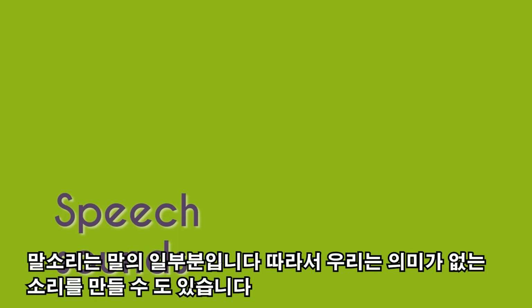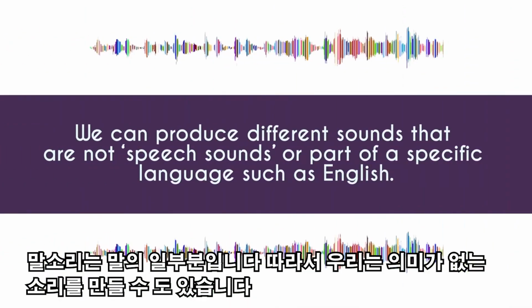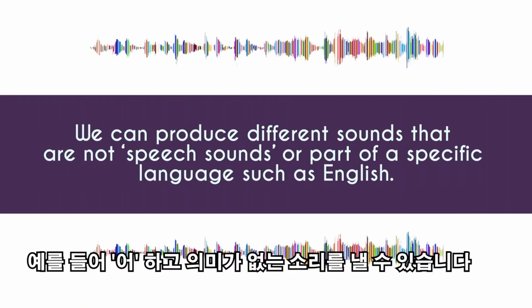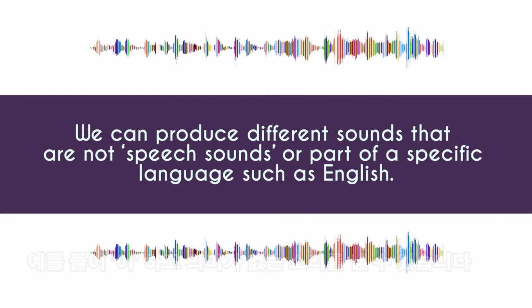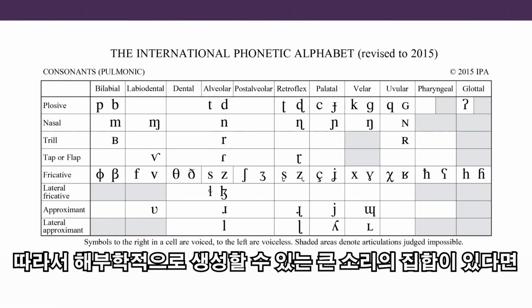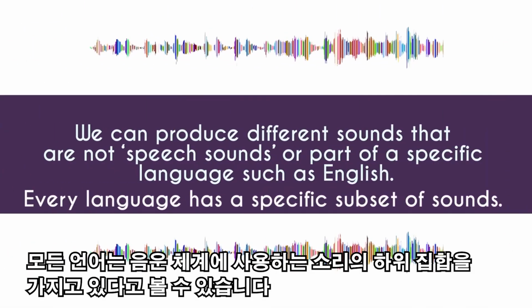because they are sounds that are part of speech. We can make sounds which are not part of speech. For example, I can make a click, which in English is not part of the speech sounds. There are languages in which those sounds are part of the speech sounds. So if there is a big set of sounds that we are anatomically capable of producing, every language seems to have a subset of those sounds that it uses for its phonological system.